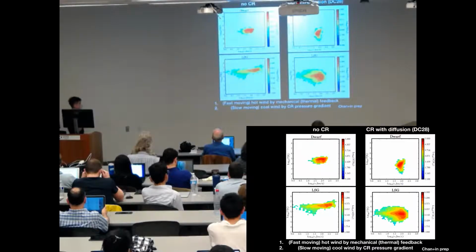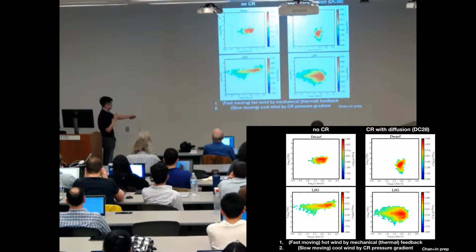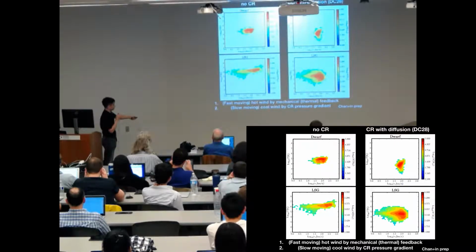We quantify it by plotting the outflowing gas particles in terms of temperature and velocity. Then we see that when we include cosmic ray feedback, the originally hot, fast-moving wind becomes a cold and slowly accelerating wind driven by the cosmic ray pressure gradient.